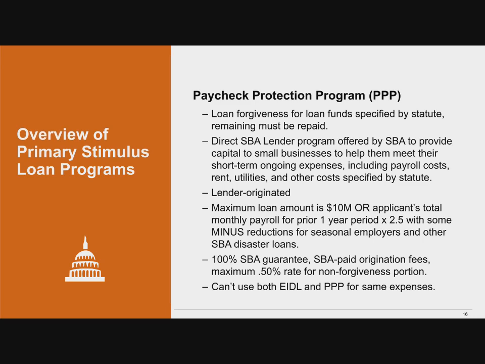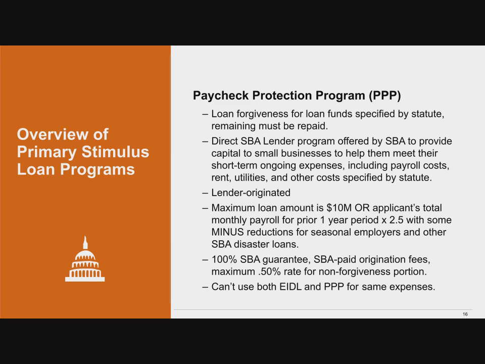What we don't know is that Congress has implemented this program. Treasury and SBA have within their bandwidth flexibility to change certain delivery options with the program. And we'll get into that in a second. But it's a maximum of $10 million or the applicant's total monthly payroll for the prior 1 year period times 2.5, with some reductions for seasonal employees and other disaster loans.